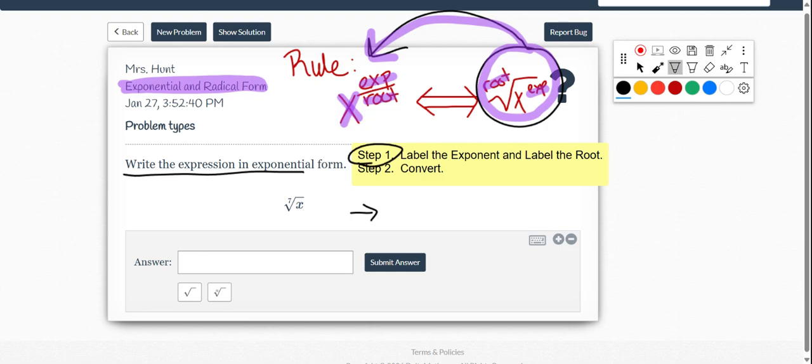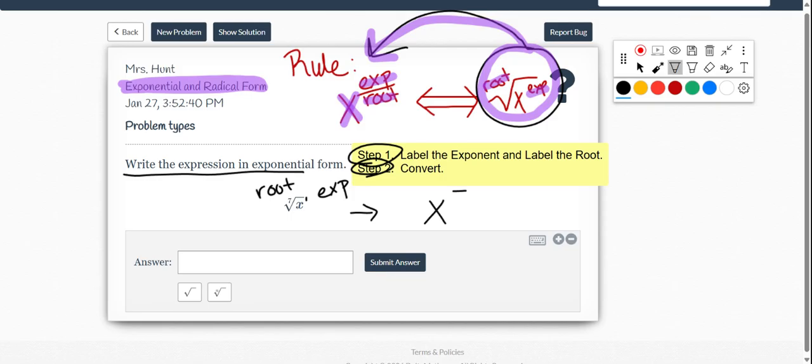All right, so first thing we need to do is step 1, label the exponent and the root. Here's a case where you're not going to see the exponent, but you know it's an understood 1. So I'm going to draw a little 1, and I'm going to label it exp for exponent. And on the outside, we have the root. Step 2, convert. What are we converting to? We're converting to a base with a fraction exponent.